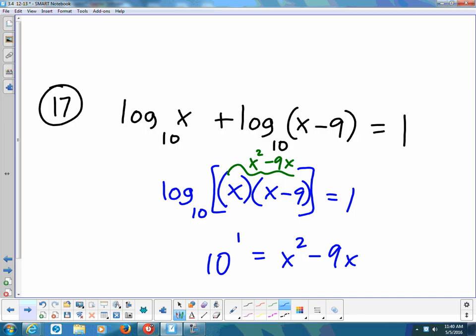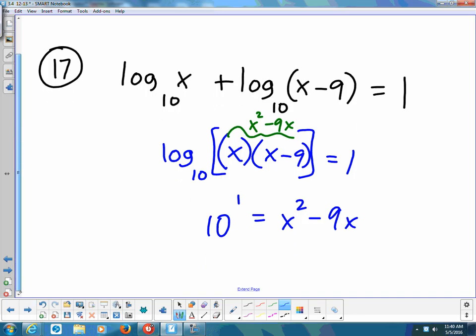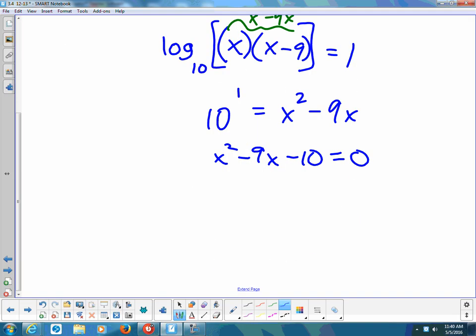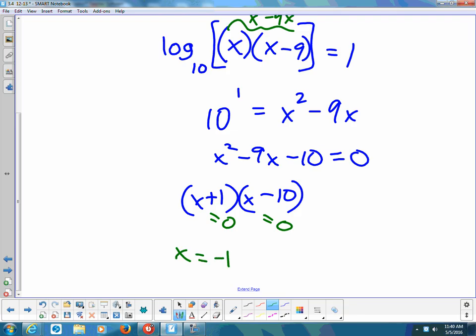So I really have 10 raised to the 1st equals x squared minus 9x. And I would subtract 10 from both sides, and I have a quadratic equation. That's not good. I've got a quadratic equation to solve, so x squared minus 9x minus 10 equals 0. And this factors here. I need a 10 and a 1 and a minus and a plus. And so then we're going to set this equal to 0 and this equal to 0. And I would get x equals negative 1 or x equals positive 10.